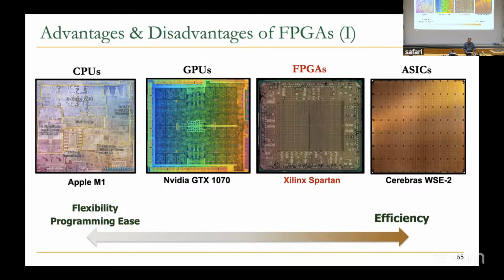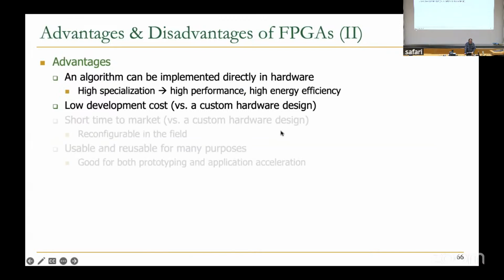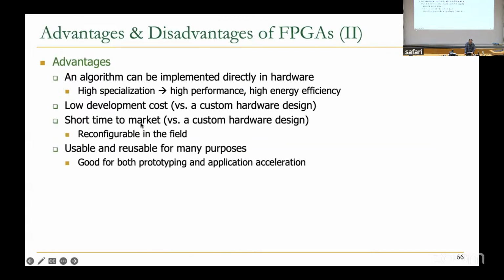And again, these are the advantages and disadvantages of FPGAs. As advantages, we can say that an algorithm can be implemented directly in hardware, and we have high specialization, high performance, and high energy efficiency. We have low development cost, of course, compared to custom hardware design, which is ASIC, for example. And we have short time to market, and they are usable and reusable for many purposes. So that's why FPGAs are quite useful and widely accepted.